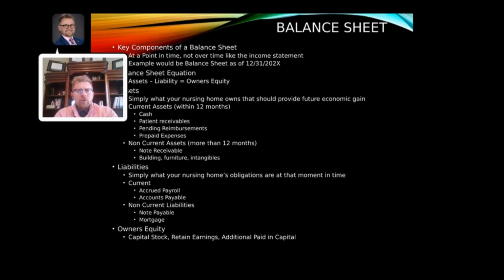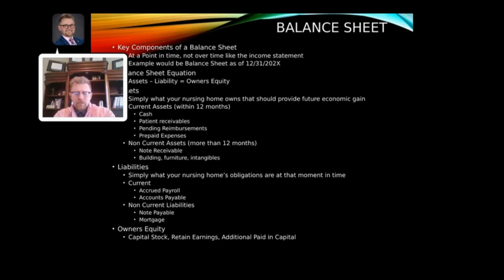And what is an asset? Well, an asset is simply something that the nursing home owns or has the right to that is expected to provide a future economic gain. And that really is what separates an asset from a liability. A liability is the opposite. It is something that the nursing home owes or is liable for that should be a future obligation. And there are some really basic examples to help us keep those straightforward. But when we take the assets minus the liabilities, what we have left is your owner's equity, the equity of that company.